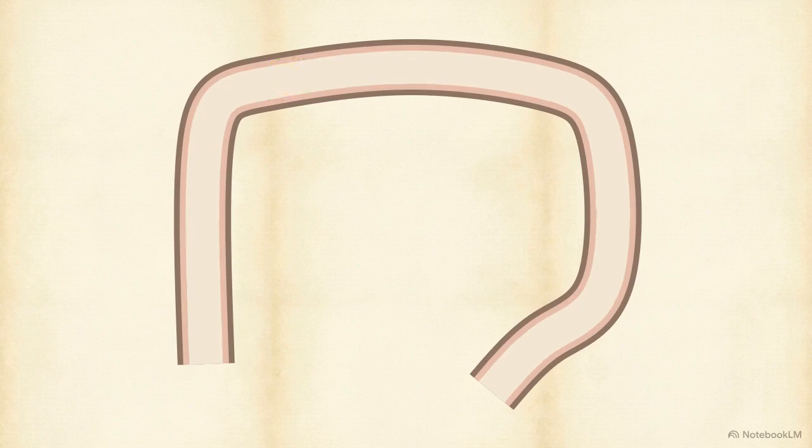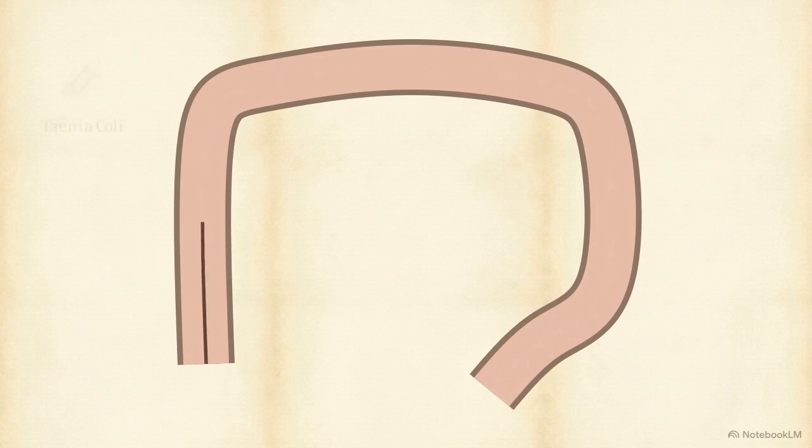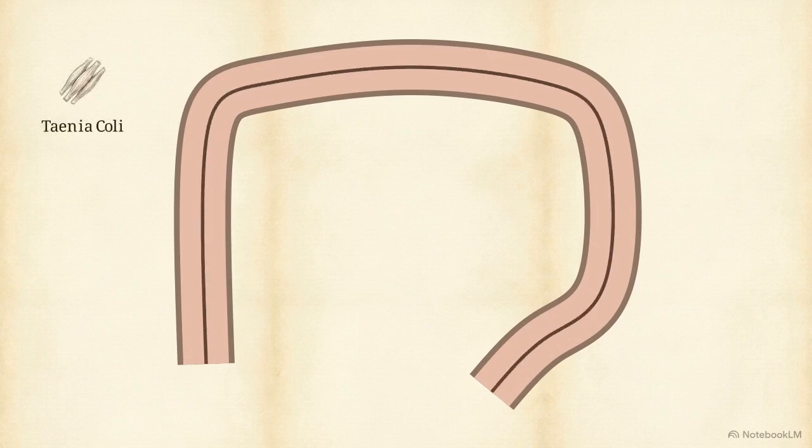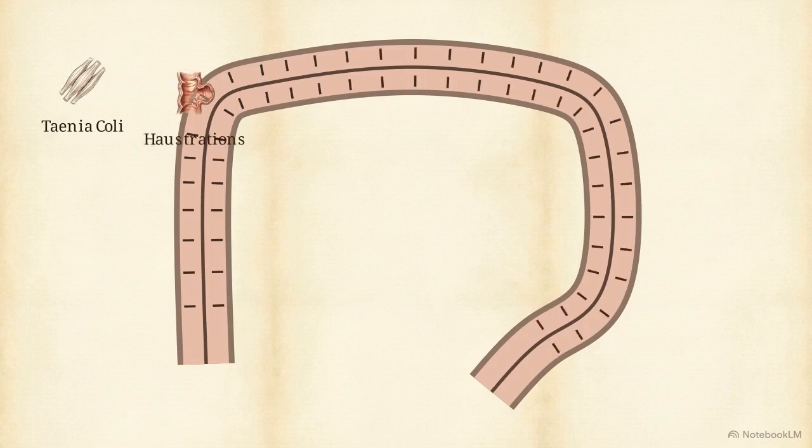Macroscopically, you distinguish the large intestine from the small bowel by three distinct structural features: the tinea coli, which are three longitudinal muscle bands, fat-filled peritoneal tags known as appendices epiploicae, and haustrations, the saculations created by the tension of the tinea coli.